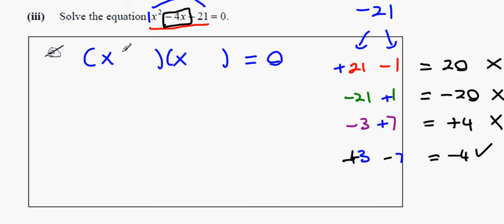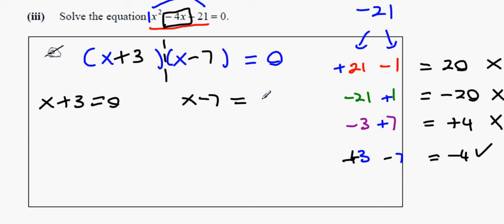So that's going to be plus 3. This one here is going to be minus 7. Then what we know from this is either the first number equals 0 or the second number equals 0. So we know that x plus 3 must be equal to 0, or x minus 7 equals 0. Bring it over, and x equals 7. Bring this over this side, and we know that x must be equal to minus 3.